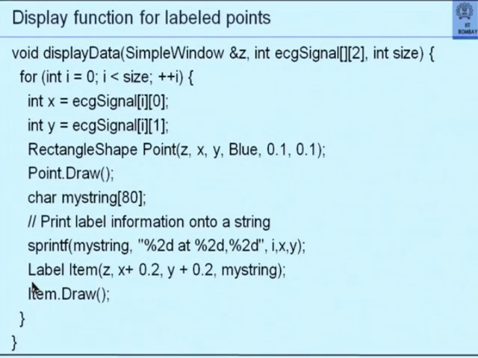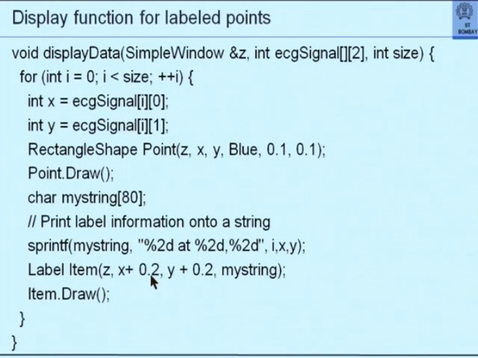Now this string, instead of rendering it as a text line which we had seen, you can render it as a label item. Label is another class. So you are creating an object of class label called item. What are the parameters for this class object? First, the window in which you want to draw. Second, the bounding parameter, the same thing, left corner, this is x plus 0.2, y plus 0.2.